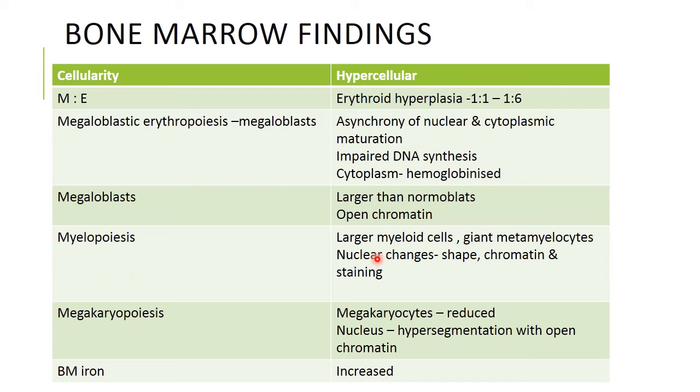Myelopoiesis also shows large myeloid cells with variation in its nucleus. Megakaryopoiesis also shows megakaryocytes with reduced concentration, and the nucleus appears to be hypersegmented with the open chromatin. Bone marrow iron appears to be increased.